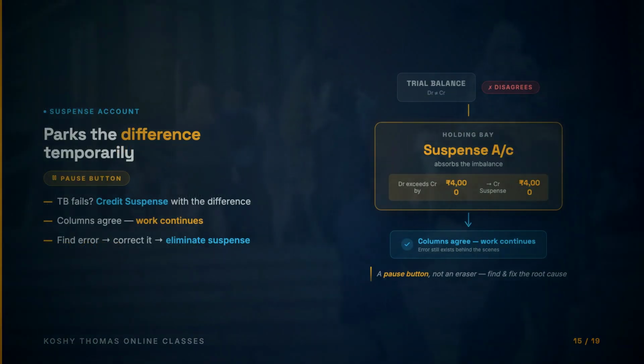One last thing, the suspense account. Sometimes you can't find the error immediately, but you still need to move forward and prepare the financial statements. So accountants put the difference in a suspense account temporarily. It's a holding space, not a solution. The error still exists. But it lets work continue while you track it down. And once found, you reverse the suspense entry and correct the original mistake.